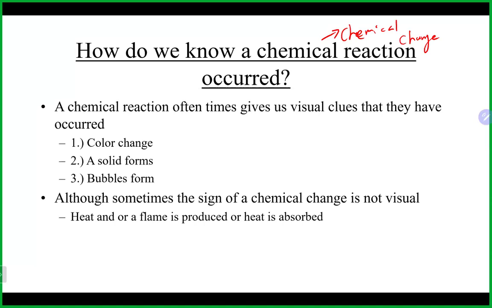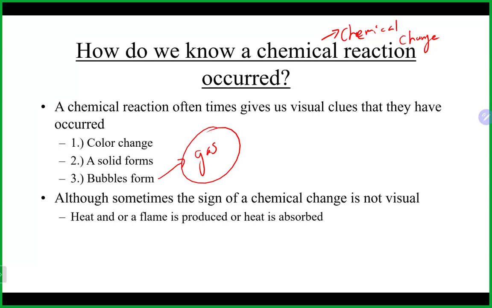Sometimes a color change indicates that a reaction has taken place. Some type of solid that forms that obviously wasn't there before you mixed things together is an example of a reaction taking place. Bubbles being formed is usually an indication that you just made some type of gas, and clearly that wasn't bubbling before you did anything. So that's usually pretty good evidence that a reaction is taking place. Also, heat and flame, either being produced or absorbed, is a sign that a chemical change or chemical reaction has occurred.